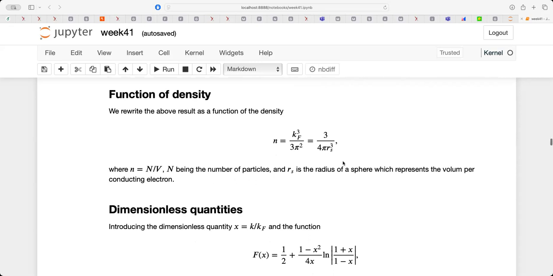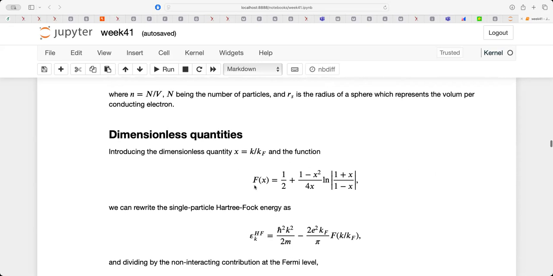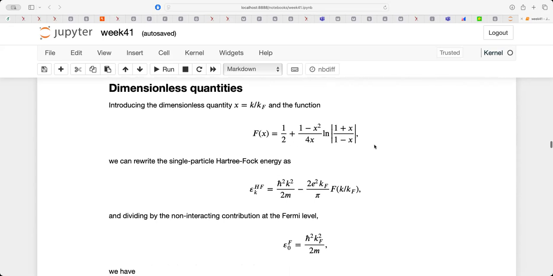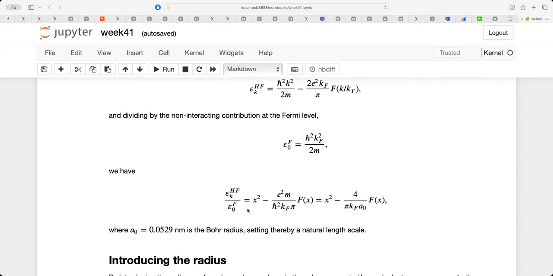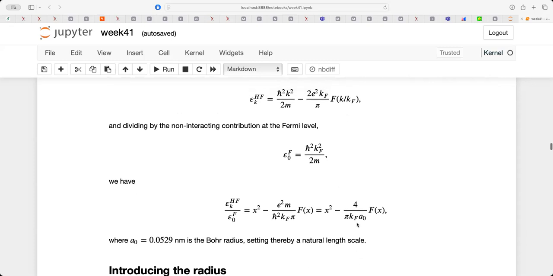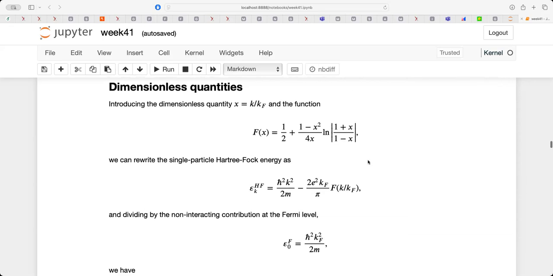And this sphere represents the volume per conducting electron. And then you could rewrite this equation here in terms of this function which we defined here. And if we divide by the non-interacting contribution at the Fermi level, which is just kinetic energy, then we arrive at this equation here, which is the one you will often see in the literature. And it's pretty common to rewrite this in terms of the Bohr radius. And you would also rewrite kF here in terms of this radius of a sphere, which is the volume a specific electron occupies. And that relates also, again, to the density of the system.